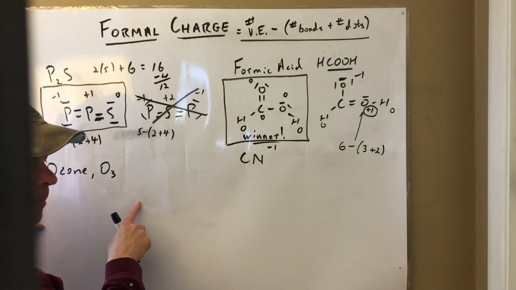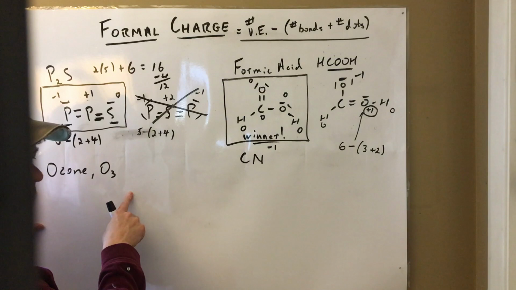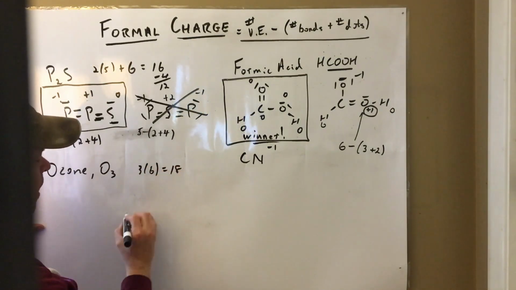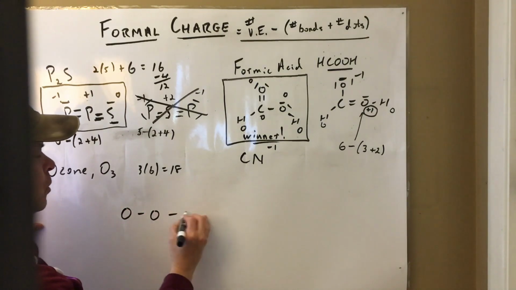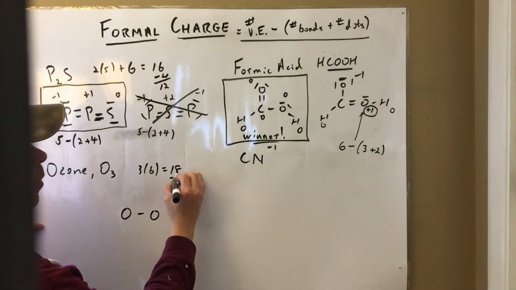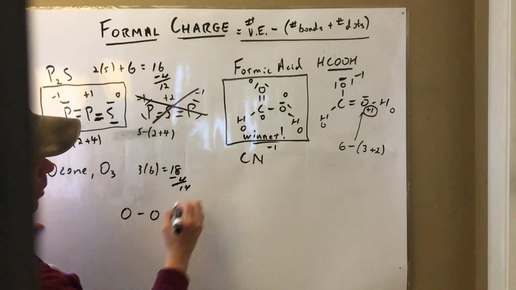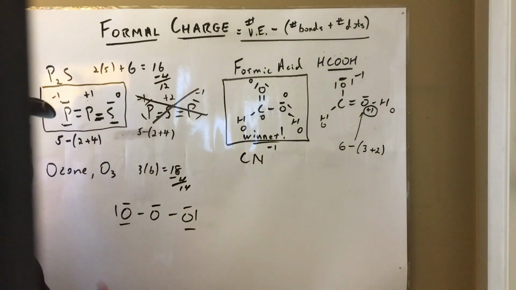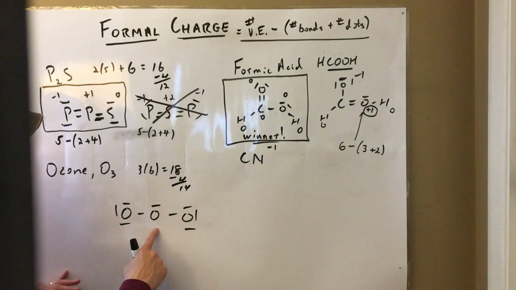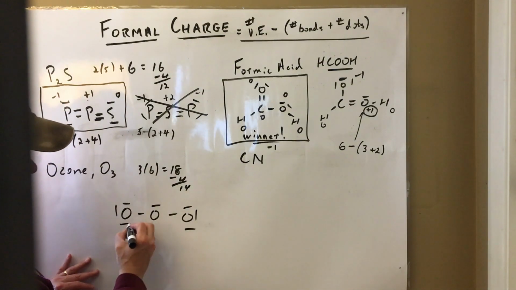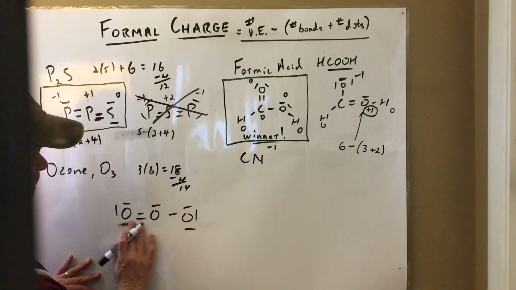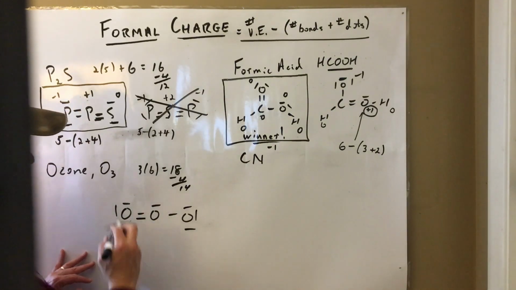Ozone. Let's figure out the valence electrons. 3 times 6, so we've got 18. Let's draw the skeleton. 18 minus 4 is 14, that's 7 pairs. 1, 2, 3, 4, 5, 6, 7. Check the octet. We see that the central atom needs 2 more electrons, so slide these 2 in between, like that. All right, and that is ozone.